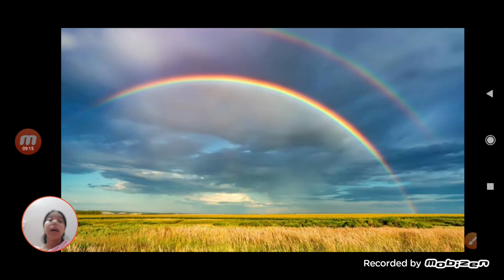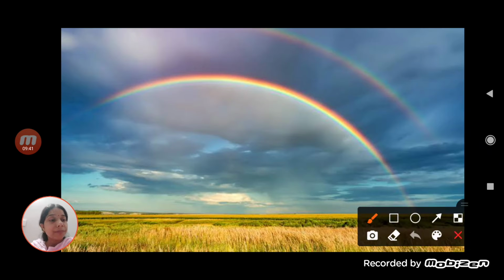One more thing is the spectrum. The band of colors that we obtain when white light falls on a transparent medium and its constituent colors split while passing through it is called the spectrum of light.